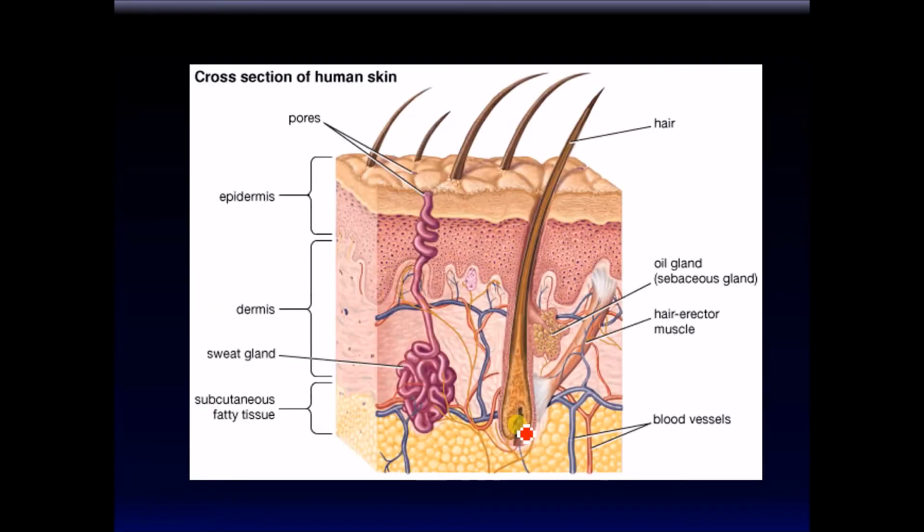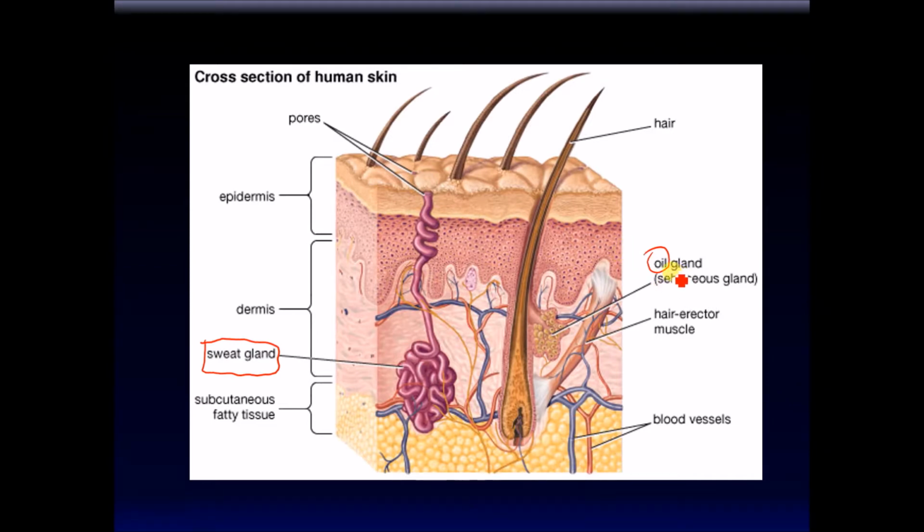Now, the hair follicle is associated with special oil glands. Now these are different from these glands over here, which are sweat glands. So we have two different types of glands. Now sweat has several functions. One is to protect us from dehydration. The other, for example, is to control our body temperature.